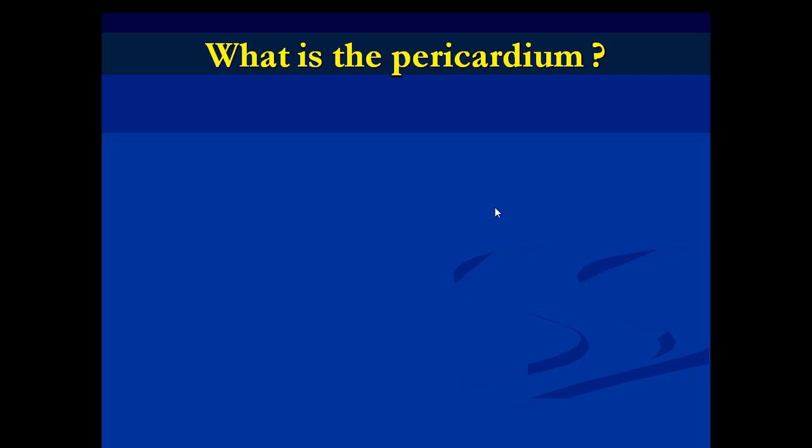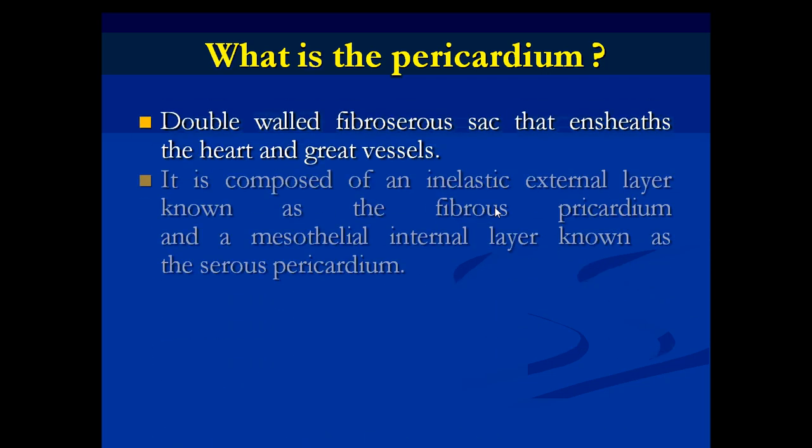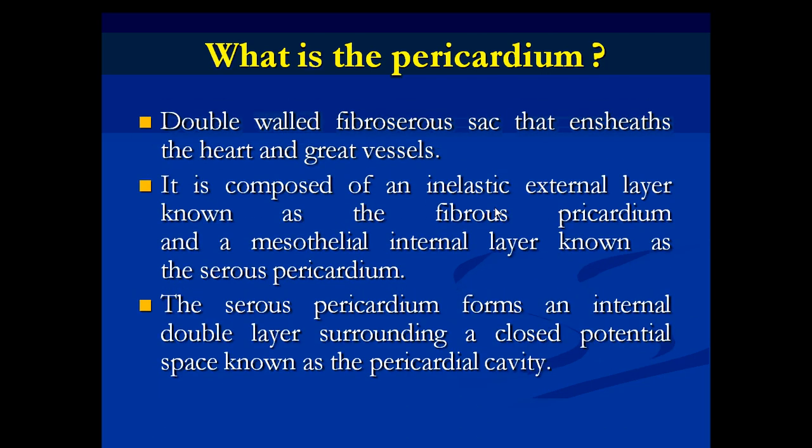What is the pericardium? It's a double-walled fibroserous sac that ensheathes the heart and great vessels. It's composed of an inelastic external layer known as the fibrous pericardium.